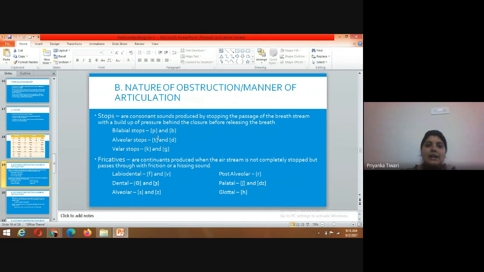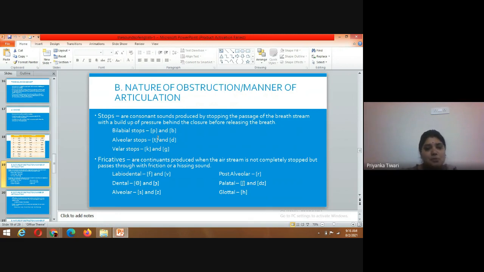Now, nature of obstruction, manner of articulation. Stops are consonant sounds produced by stopping the passage of the breath stream with a build-up of pressure behind the closure before releasing the breath. Bilabial stops: p and b are both bilabial sounds. Alveolar stops: t and d.